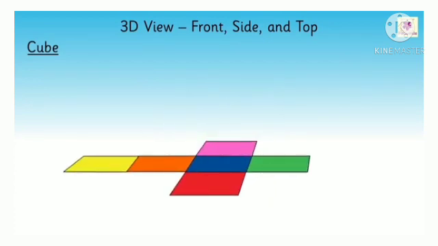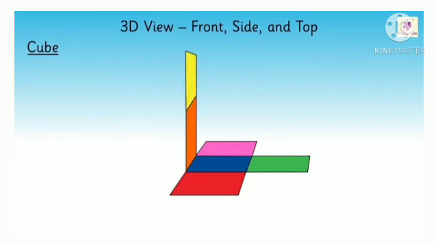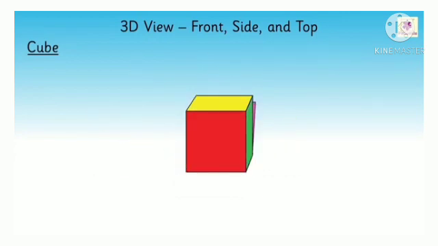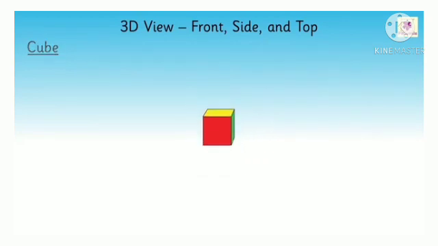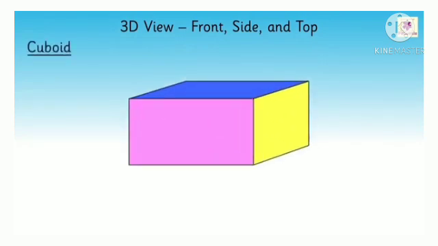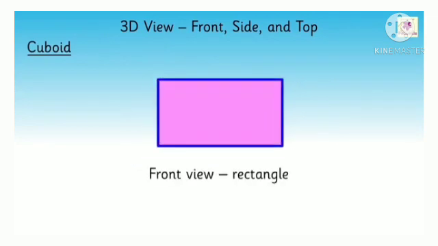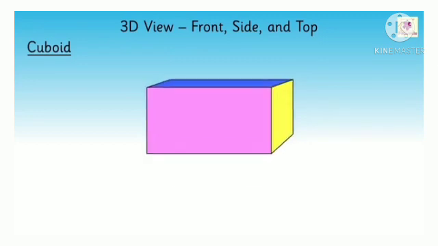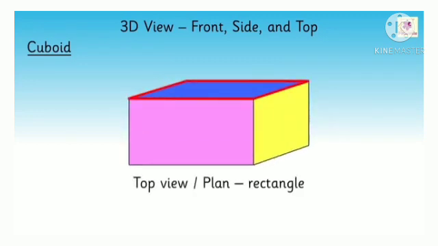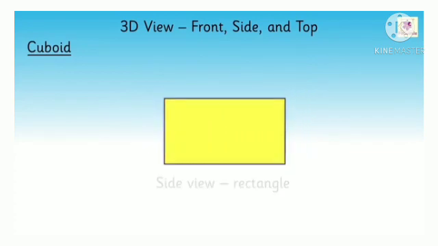As all its faces are squares, it is understood that a cube is formed by joining squares. Now, let us look at the 3D view of a cuboid. Here, the pink face is its front view. The blue face is its top view, also called the plan. And the yellow face is its side view.